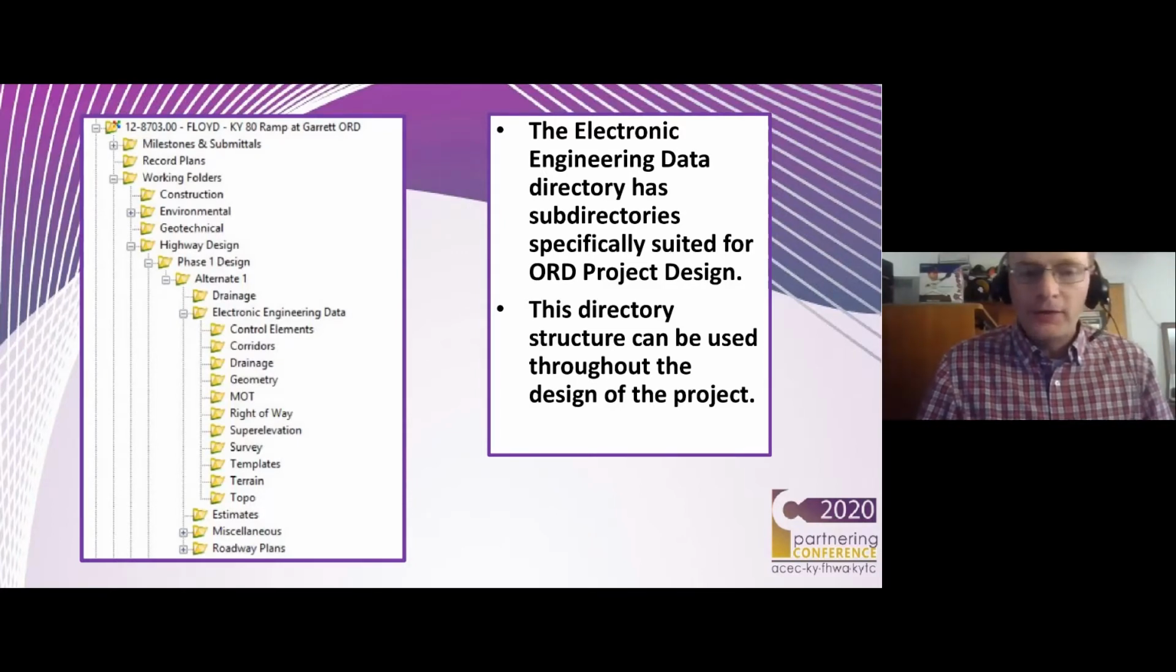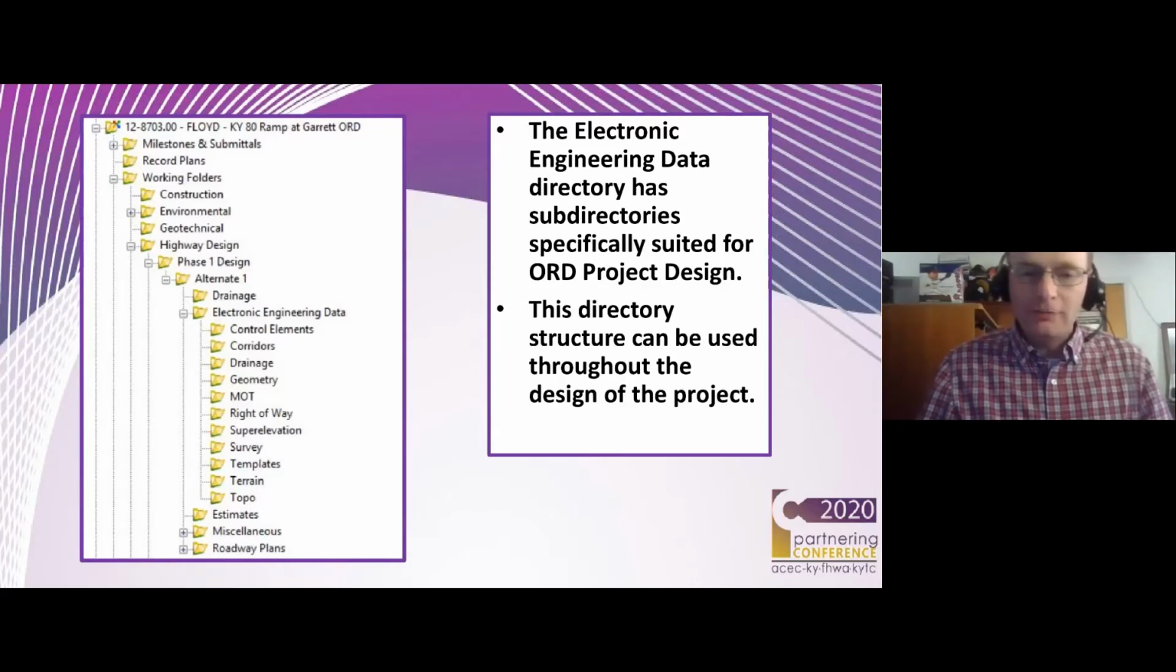What I like about this structure is that it reminds you what the different files are meant to be used for. It also reminds you what types of files that OpenRoads needs. Just to point out, you'll see that there's some directories that are not as part of this subdirectory, but the key is that these are the ones that OpenRoads is trying to use. The other thing I wanted to point out was that this structure can be used throughout the design of the project.